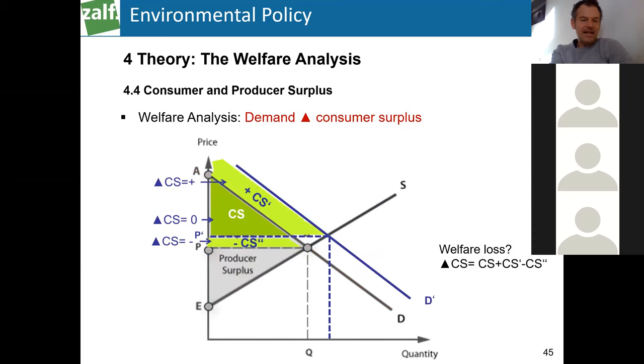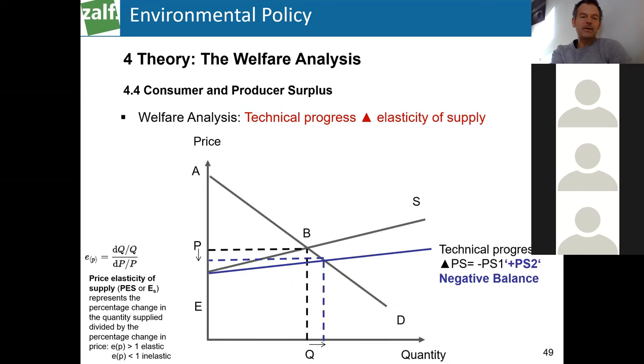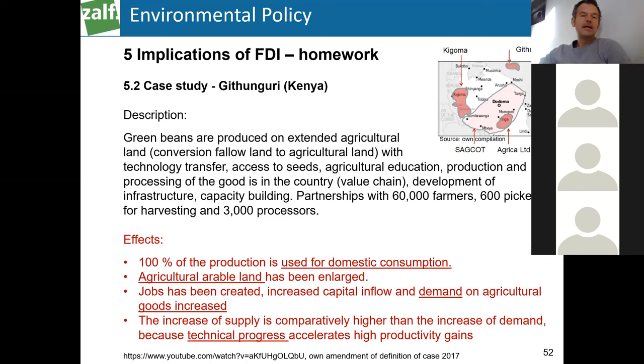And as homework, the second case will be, one second, this one. It's a good case. Green beans are produced on extended agricultural land, with conversion of fallow land to agricultural land, with technology transfer, access to seeds, agriculture education, production, and processing of goods in the country. The value chain is in the country. Development of infrastructure, capacity building, partnership with 60,000 farmers, 600 pickers for harvesting, and 3,000 processors.